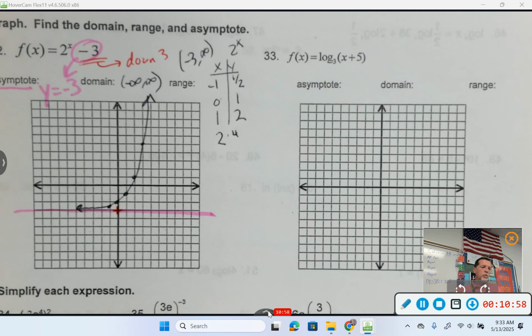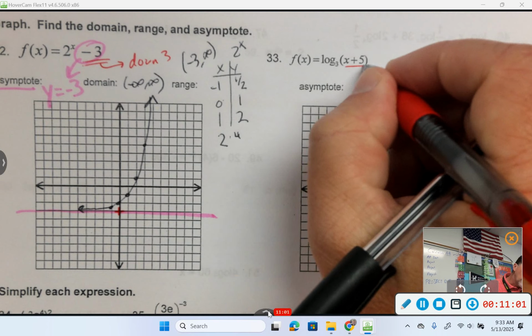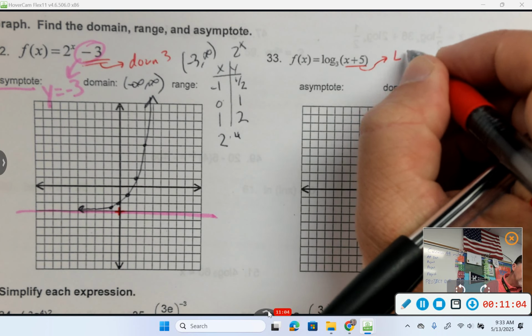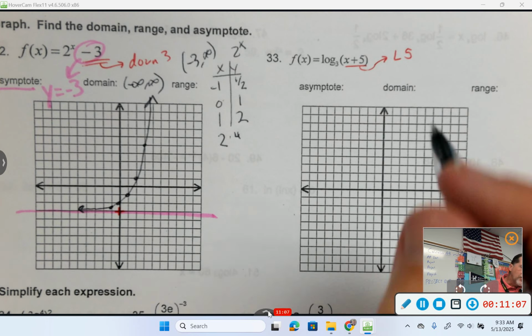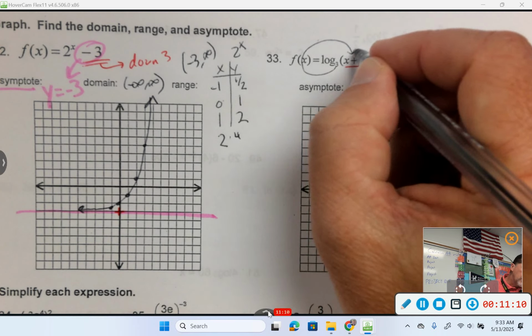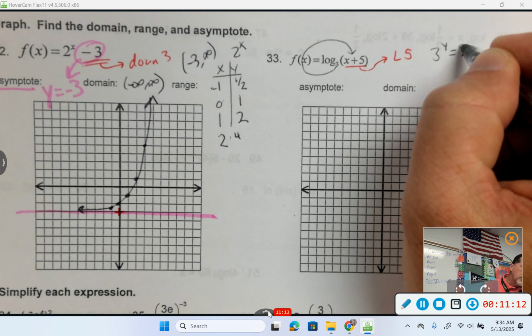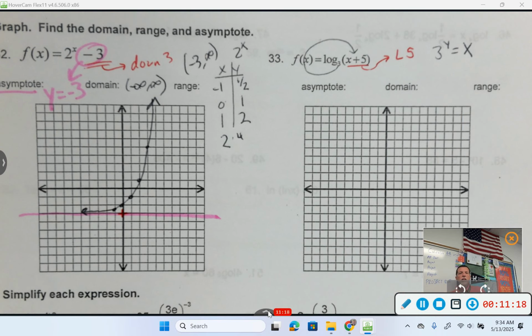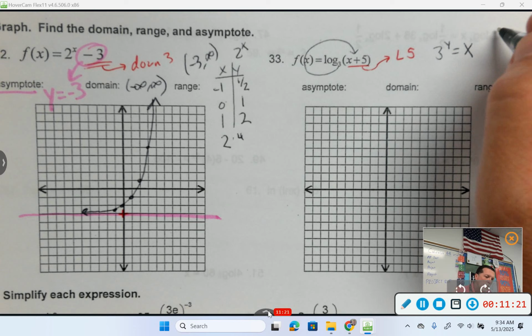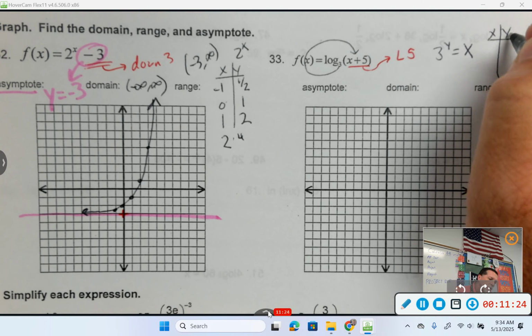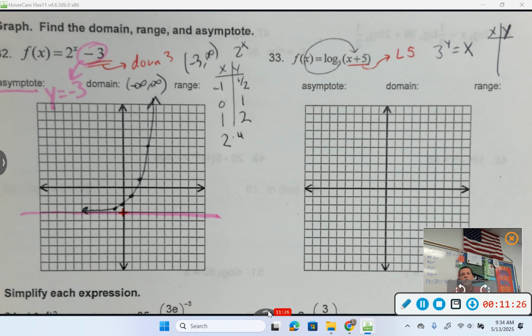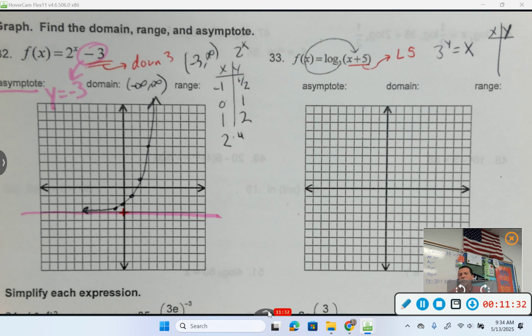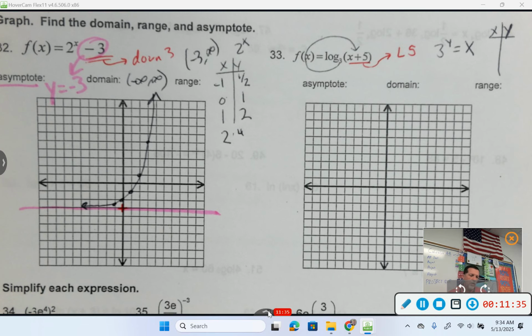33 I'm going to let you do, but I'll remind us of a couple things here. What's that +5 do in there? Left 5. And I don't really like doing log problems. I'd rather do exponent problems. So I'm going to do a table of values with a slightly different equation. Remember, this is kind of weird because which coordinate are we plugging things into? X's or Y's? Y's, because this is backwards. So we'll skip that. Let you finish that one.